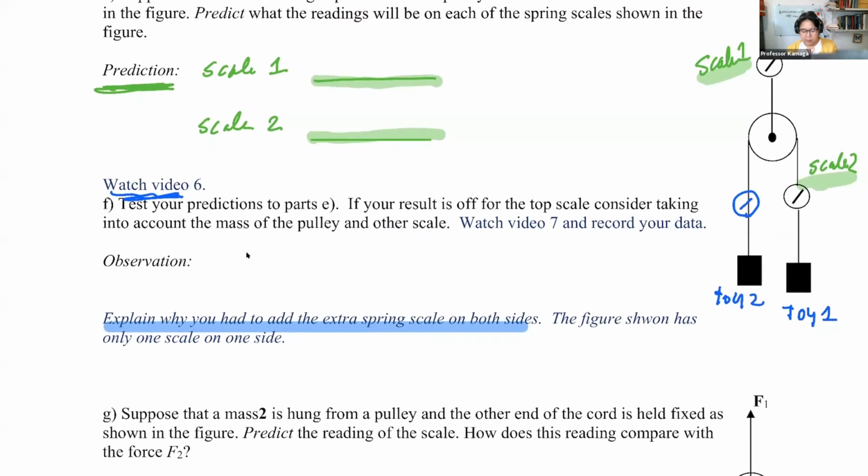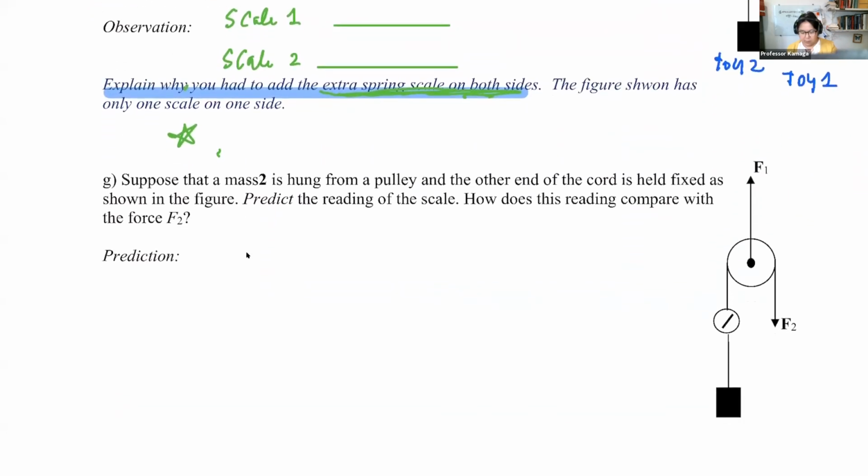Then you watch video 6 here, and then write your observation. What you actually see, the actual value of scale 1, scale 2. And in the actual experiment, you had to add an extra spring scale on both sides. Explain here. All right, so that's the one part of the lab.